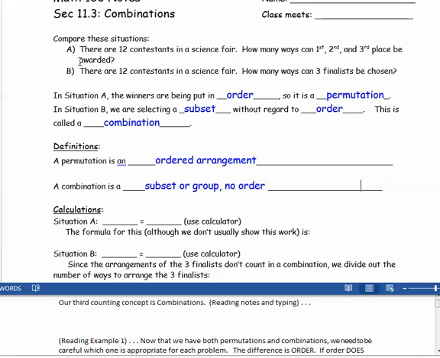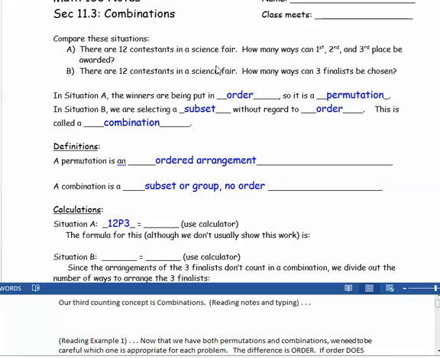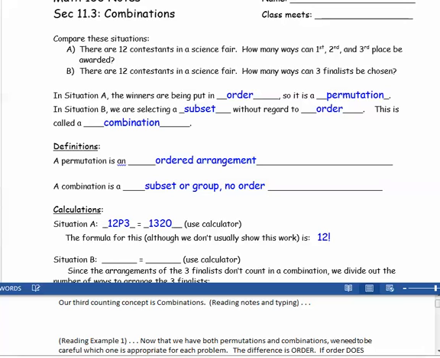To do the calculations in situation A, permutation, would be 12P3. Enter that on your calculator, and we get 1,320. There's a formula for this. We don't usually show the work, but this time I want to show it. The formula to find 12P3 is to take 12 factorial and then divide by 12 minus 3, which is 9 factorial.